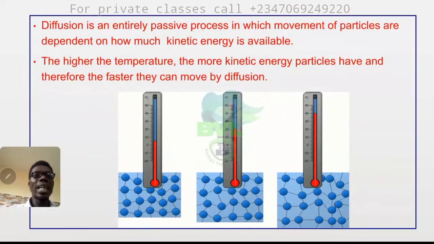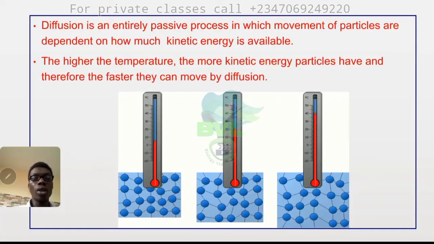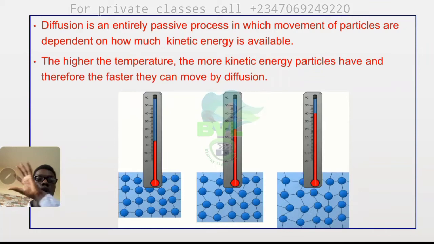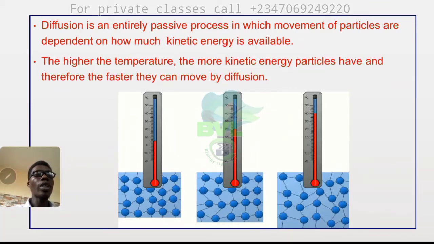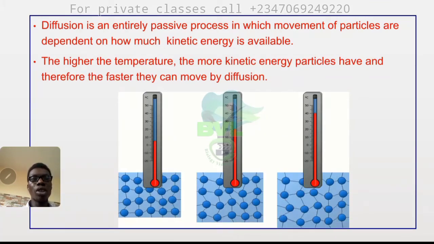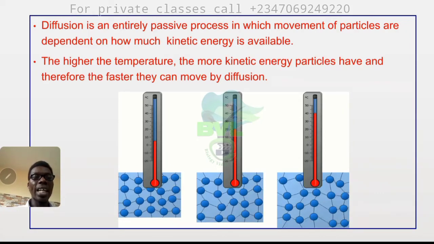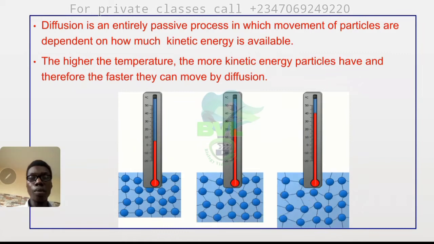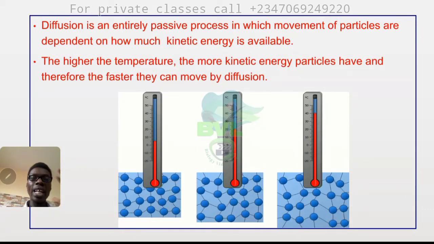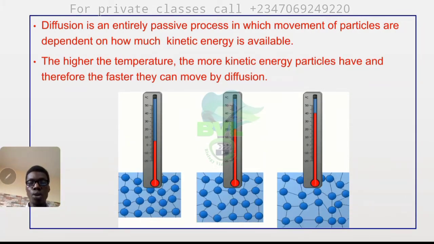So diffusion is an entirely passive process, which means energy is not needed. You just flow from where it was small to where it is little, and the movement of molecules depends on how much kinetic energy is available. The higher the temperature, the more the kinetic energy. If you remember from your kinetic theory of matter, the more energy is in the system, the more molecules move very, very fast.